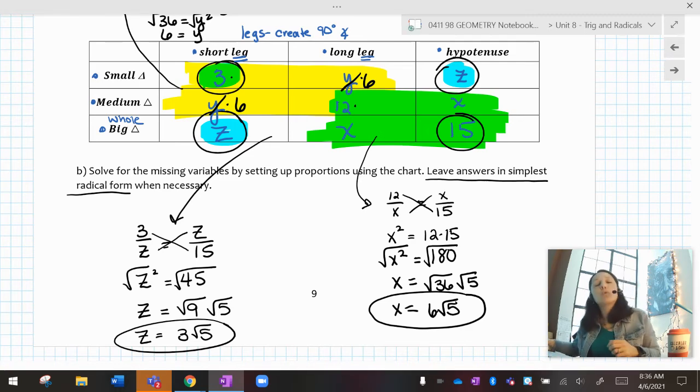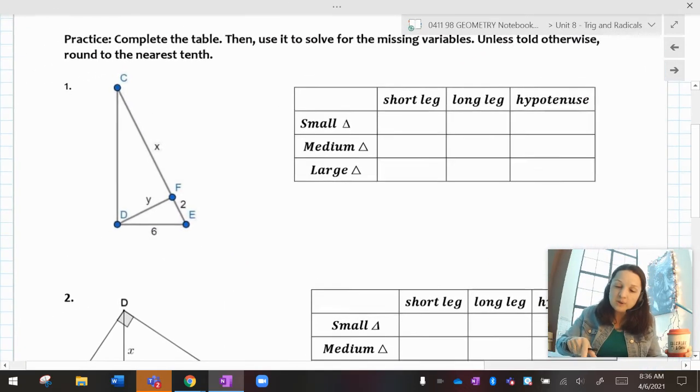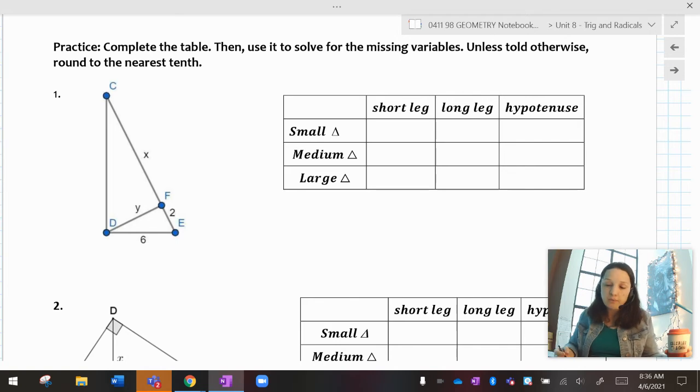Now, we don't normally have that many unknowns, but this was a great way to say you can technically find everything in the figure just by setting up a chart and then making proportions from it. So now, with less talking and more doing, let's do this again here. It says complete the table and then use it to solve for the missing variables.